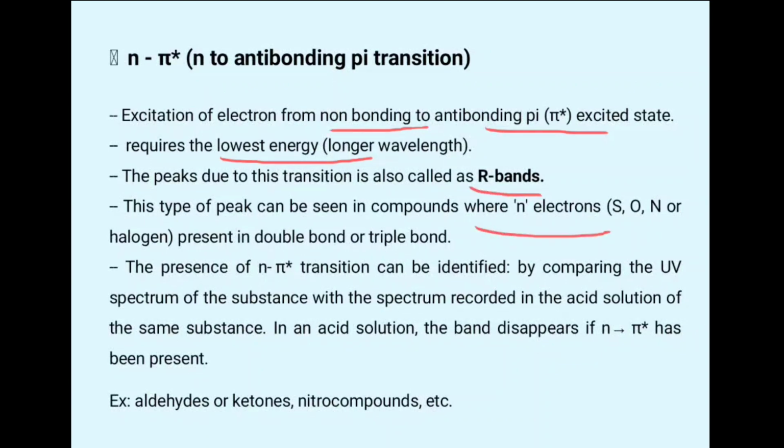The presence of n to antibonding pi transition can be identified by comparing the UV spectrum of a substance with the spectrum recorded in acid solution of the same substance. In an acid solution, the band disappears if n to antibonding pi transition has been present. Examples of n to antibonding pi transition are aldehydes or ketones, nitro compounds.